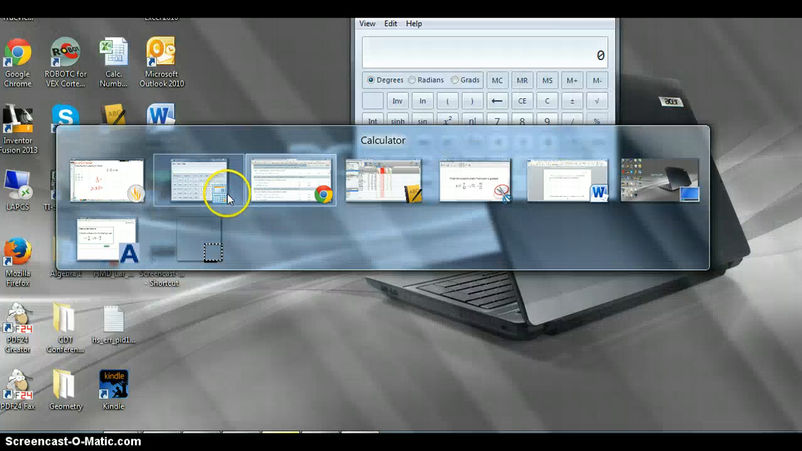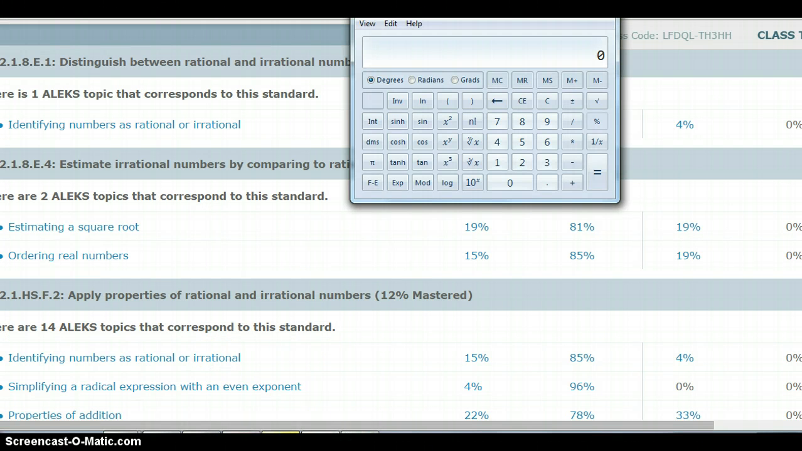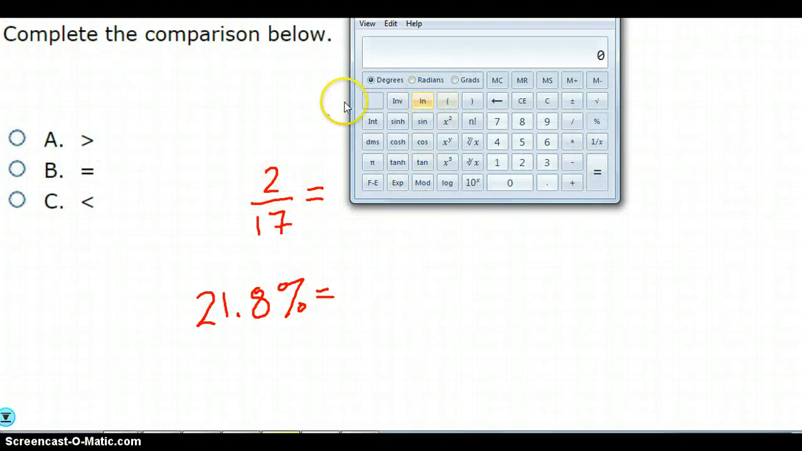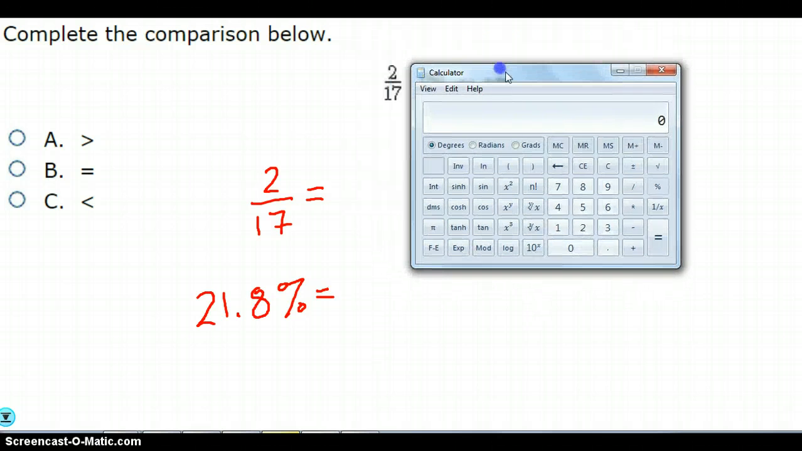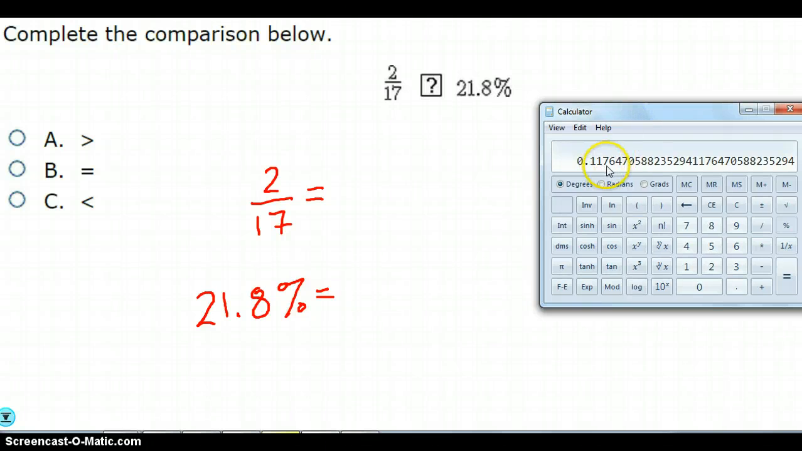And so if I grab my calculator here, there we go, bring back up our screen, and there we go. So if I'm using my calculator here and I do 2 divided by 17, I see I get this really long decimal. But I probably don't need that many decimal points to compare. In fact, what I think I'll probably need is 3 or 4. So I'm going to do 3 to be safe.